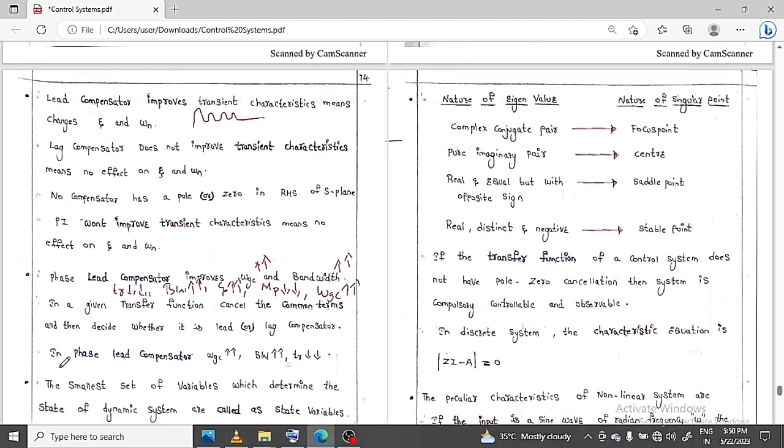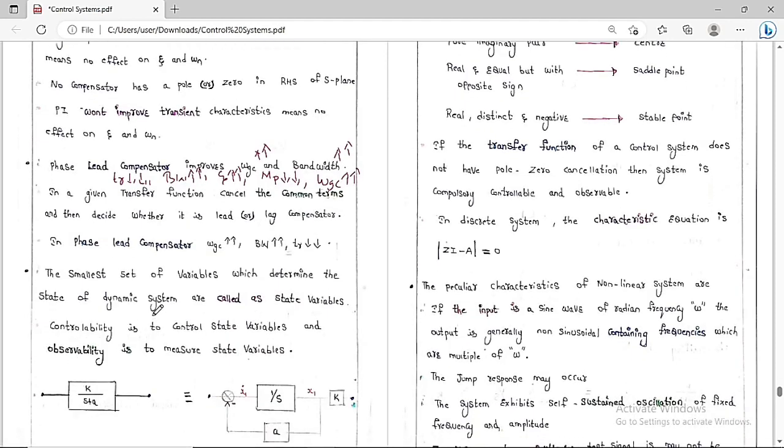The next point is, if the transfer function of a control system does not have pole zero cancellation, then the system is compulsorily controllable as well as observable. Pole zero cancellation takes place only when there is a common root. When there is a common root, only then is there pole zero cancellation. If there is no cancellation, we can say it is compulsorily controllable as well as observable.